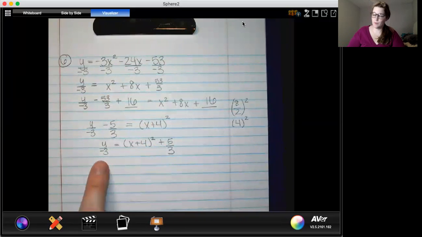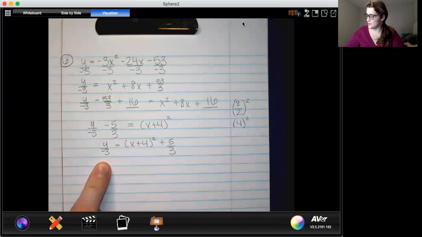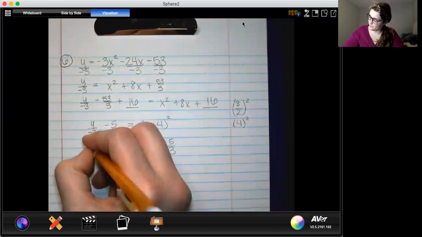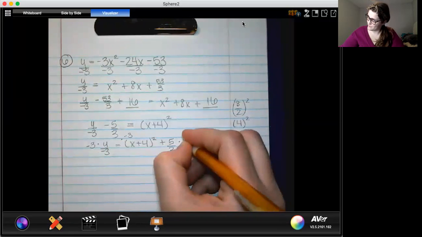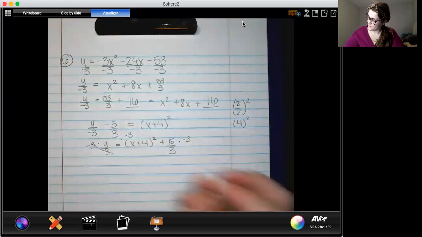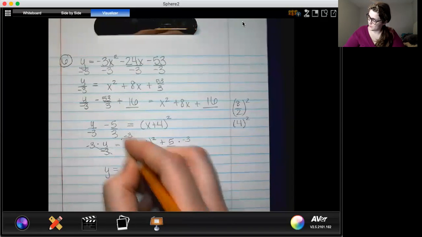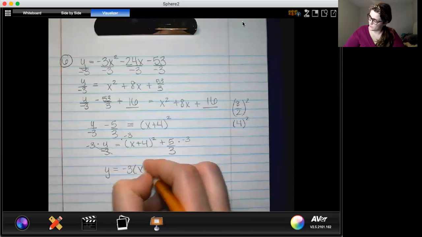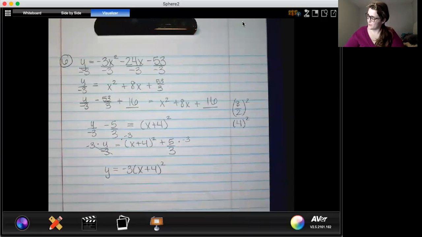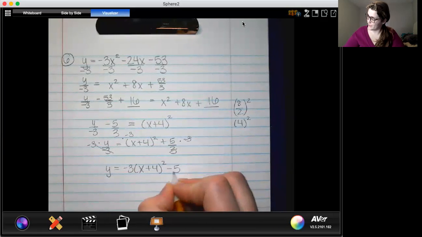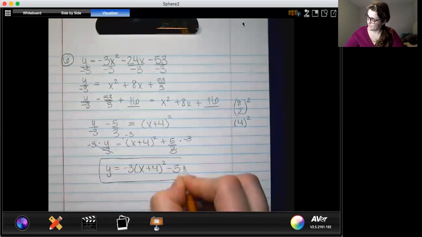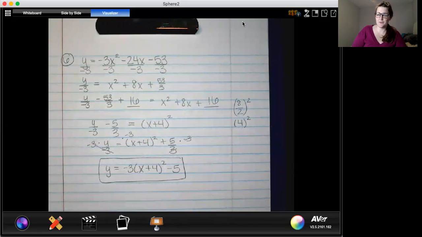And then I'm going to have to multiply by negative 3 to each part. Multiplying by negative 3, we get y equals negative 3 times x plus 4 squared. The 3's will cancel, but the negative will remain, so therefore we'll get negative 5. Okay, so hopefully number 6 was successful for you. If not, pause and make corrections as needed.